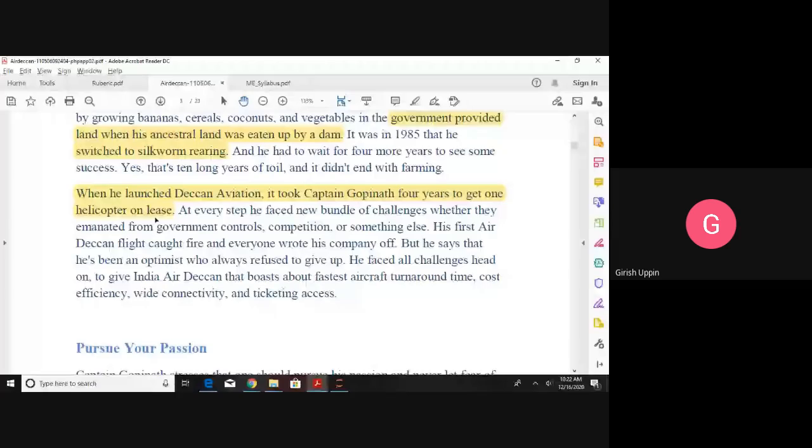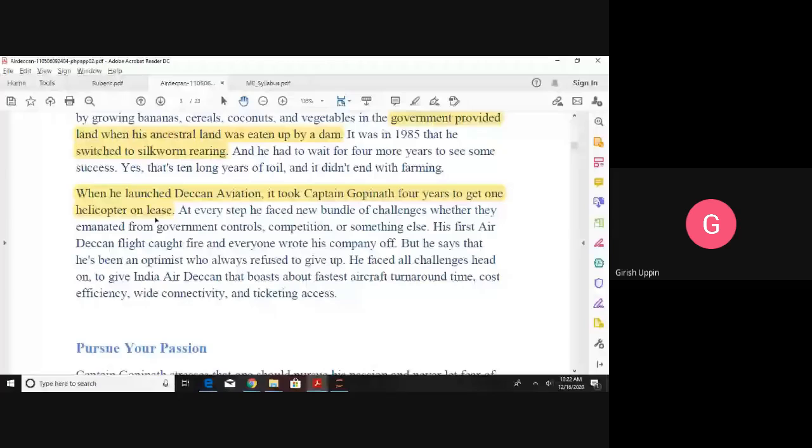It went through a lot of government policy problems and other issues. His first Air Deccan flight caught fire and everyone wrote his company off. So when his first Air Deccan flight caught fire, everybody thought he would not succeed. But he says he has been an optimist who always refused to give up. One of the great characteristics of entrepreneurs is never to give up.